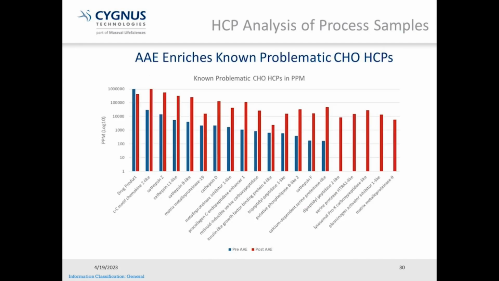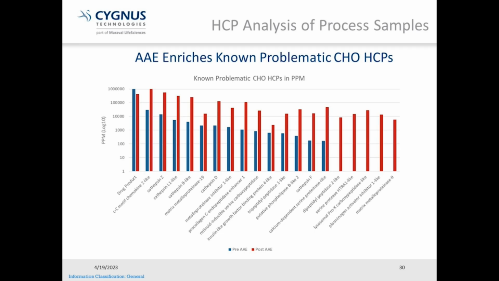As shown earlier, AAE enables detection of otherwise obscured host cell proteins. This is important because without enrichment by AAE, mass spectrometry alone is not sensitive enough to detect and quantify known problematic CHO host cell proteins. An upstream CHO bioprocess sample containing drug product was analyzed with and without AE by mass spectrometry. The bars in blue represent the pre-AE sample, and the bars in red represent the post-AE sample. ppm quantification was calculated relative to the most abundant protein present in each sample.